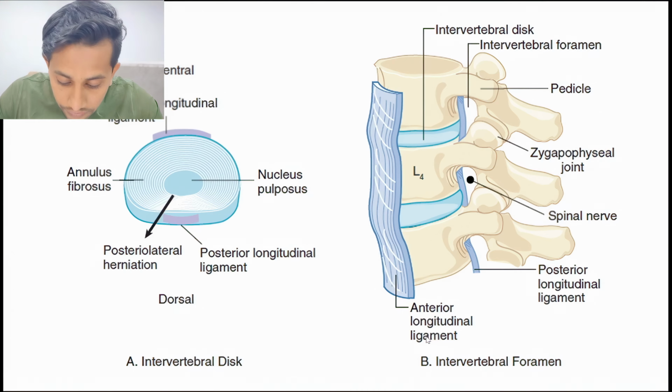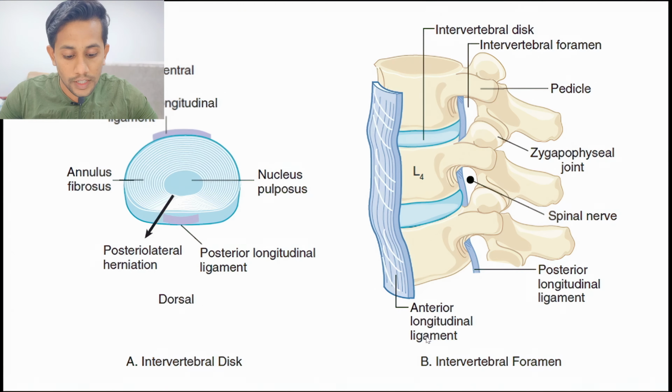Now, why will it always herniate posteriorly to the side? If you see this ALL compared to the posterior longitudinal ligament, if you see here, this is way more thick and sturdy compared to the posterior side. And the nucleus pulposus, if it were to herniate, not only will it herniate on the dorsal side but also on the lateral side.